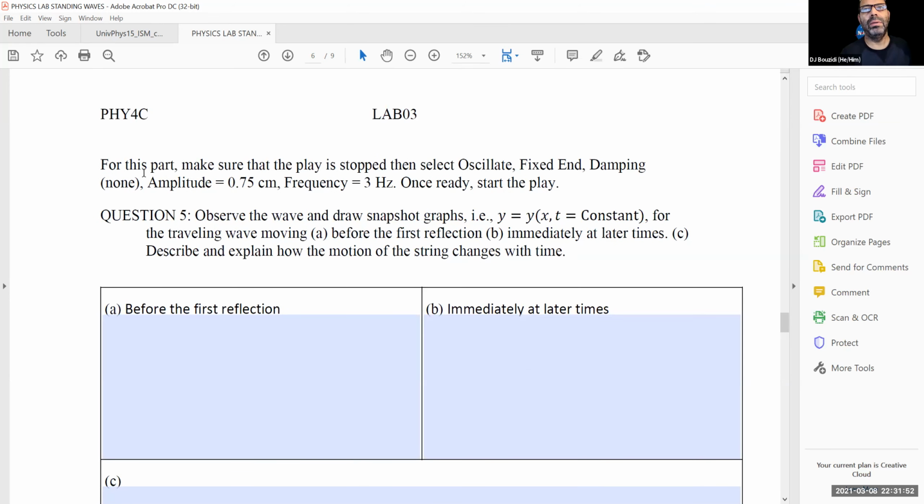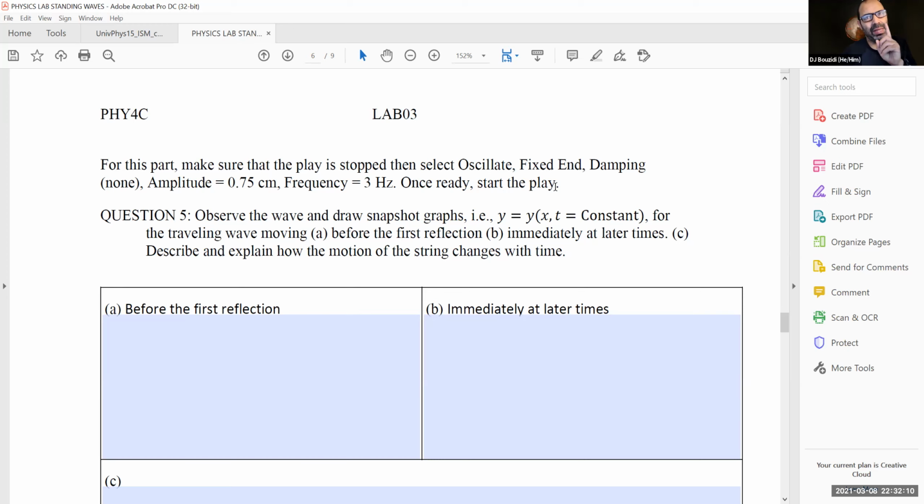Now, again, we're going to use an oscillate, not impulse. We're going to choose oscillate with a fixed end and with the damping being none and the amplitude 0.75 and the frequency exactly 3 Hertz. And once ready, start to play.